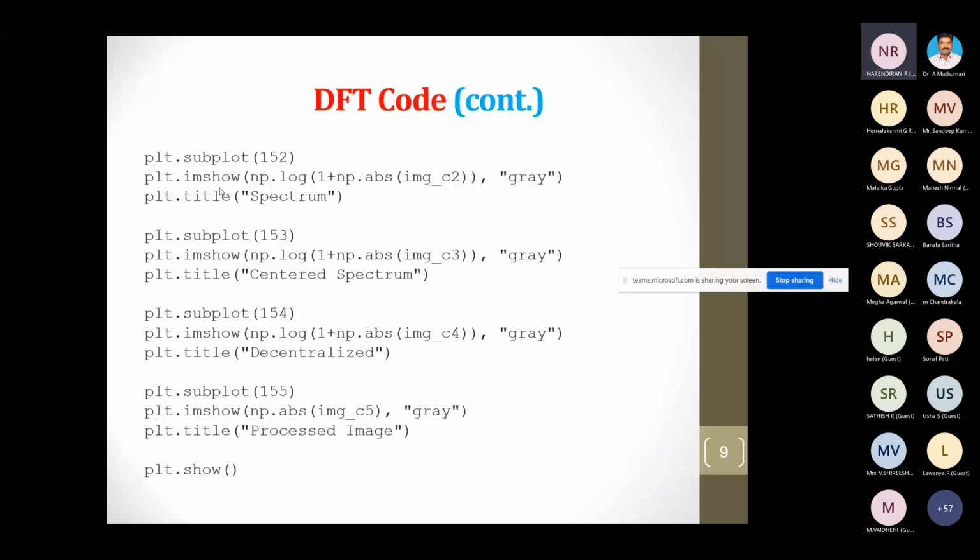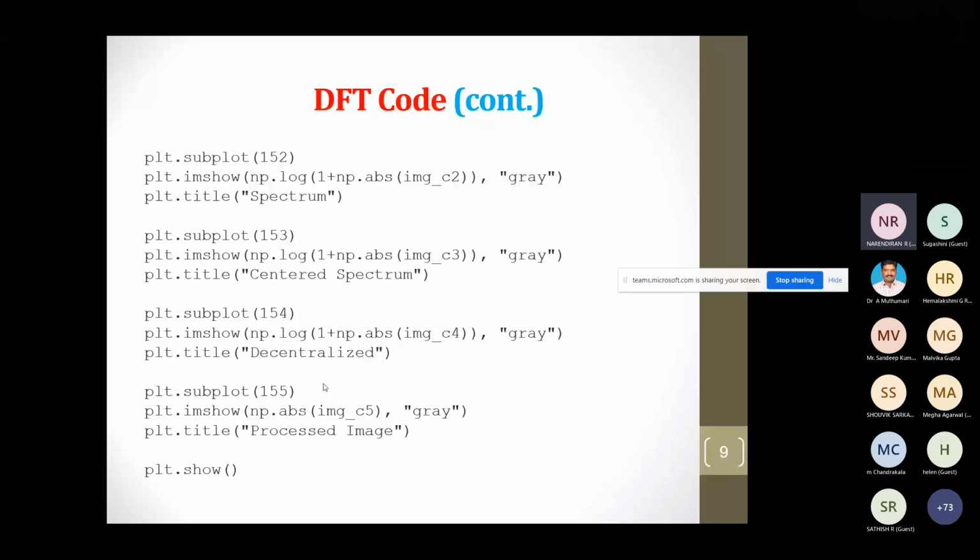So what is the first image? 151. 152 means the second image. 153 means one row, five columns, third image. 154, one row, five columns, fourth image. 155, one row, five columns, fifth image. So in one row, five images will be displayed. This is the coding. At last, I am going to show the plot. I have created subplots on that, and I am going to show entirely what we have prepared here on the screen now.